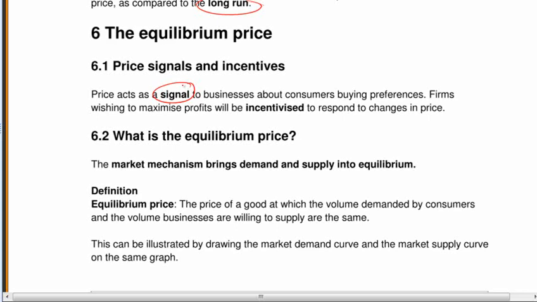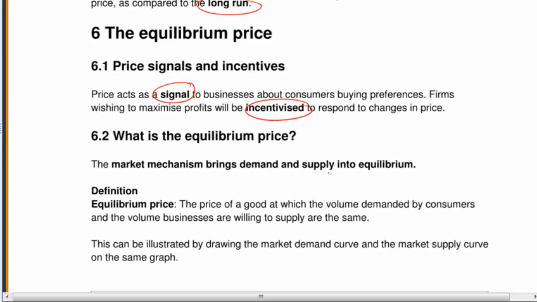It also acts as an incentive to firms. So as I said, if firms can see an increase in price, then they've got an incentive to produce more, or perhaps to move into the industry, to take advantage of those opportunities.